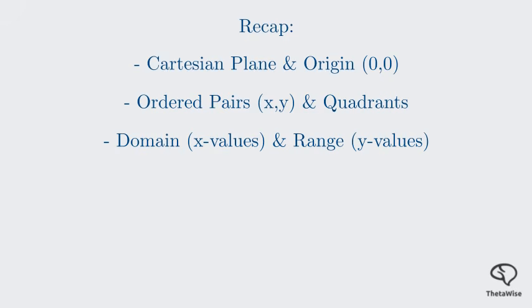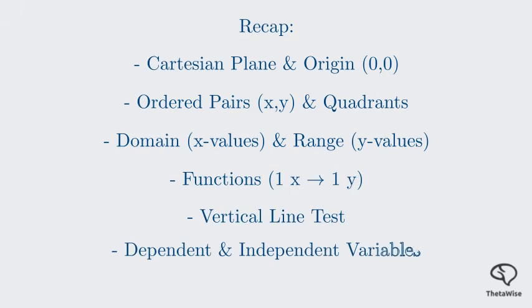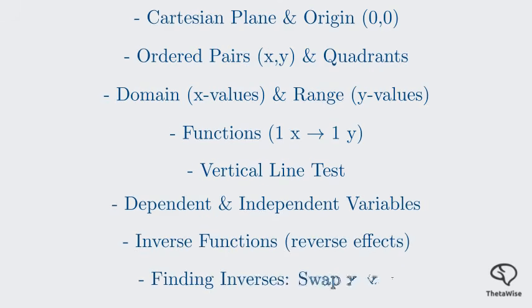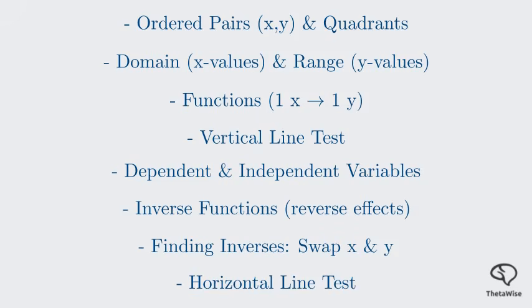We then moved on to functions, a special type of relation. We learned that a function has exactly one output for every input, and we used the vertical line test to identify them graphically. We also saw how independent and dependent variables are related in an equation. After that, we explored inverse functions. We defined them as operations that undo each other and learned how to find them by interchanging x and y and solving for the new y. We also introduced the horizontal line test for checking if an inverse is a function.